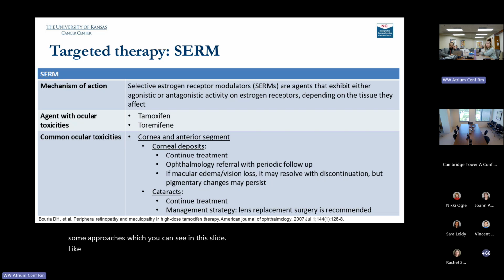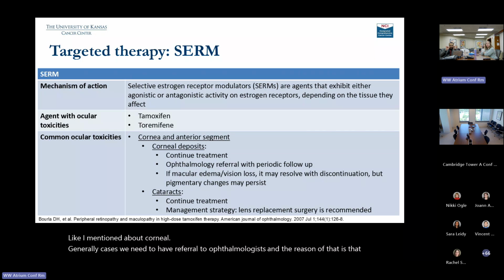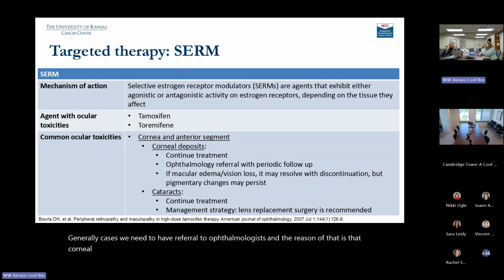Like I mentioned about corneal deposit, generally in these cases, we need to have a referral to ophthalmologists. The reason is that corneal deposit may develop into macular edema in the patients. And in some of the cases, that can be followed by even vision loss.